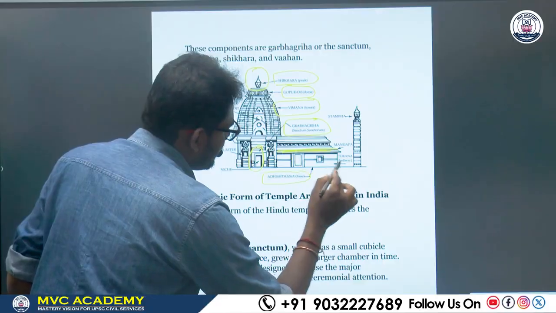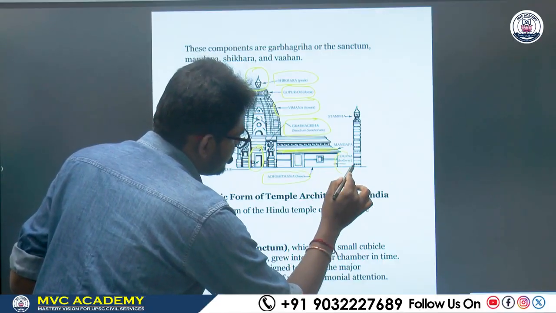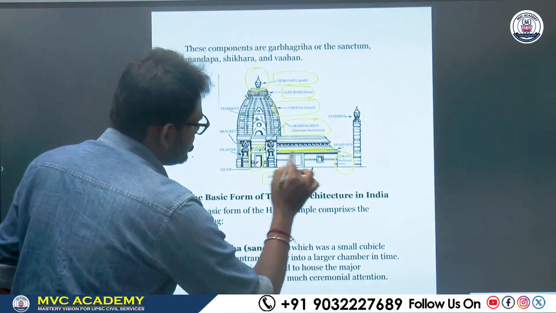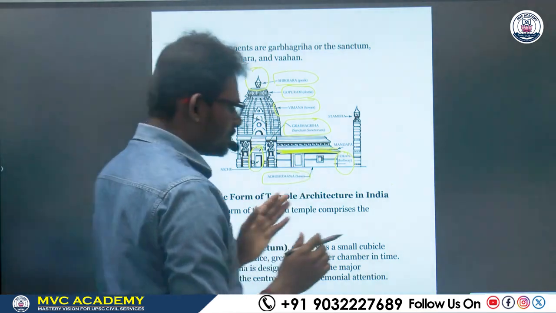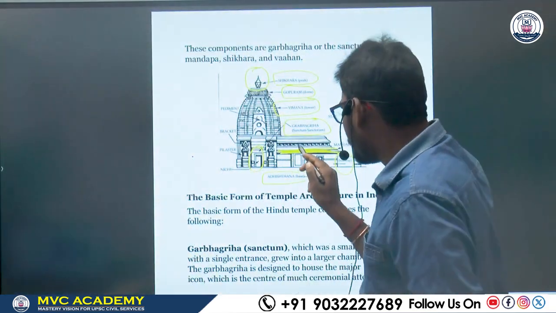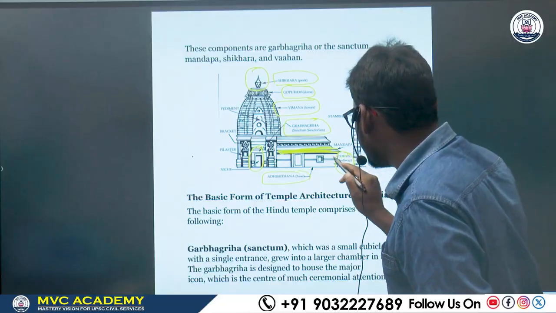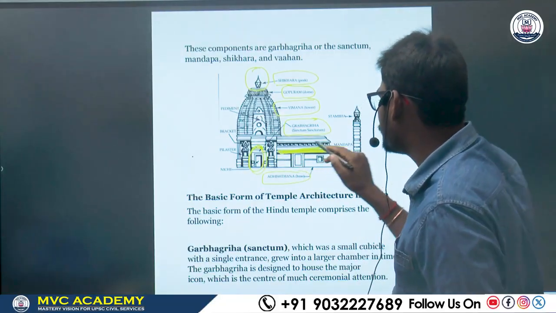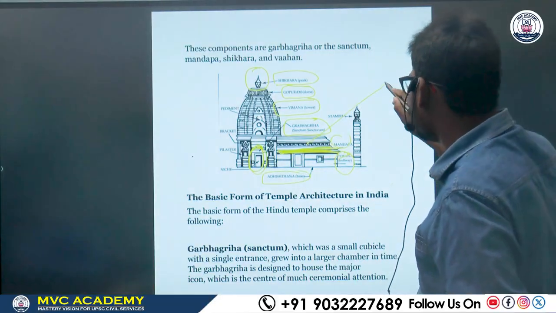Here the entrance is known as Torana. The place between the entrance and Garbhagruha is known as Mandapa.